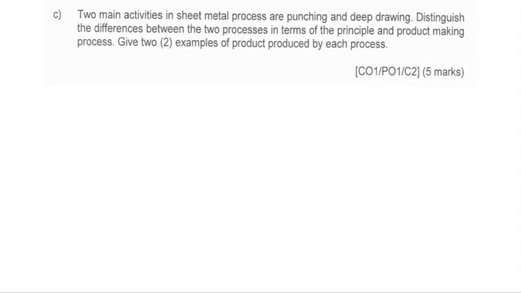So we're going to discuss the past few questions. This is one of the questions in which they say that two main activities in sheet metal processes are punching and deep drawing. Distinguish the differences between these two processes, punching and drawing, in terms of principle and product making, and also give two examples of product for each process. So 5 marks. We have punching and deep drawing.